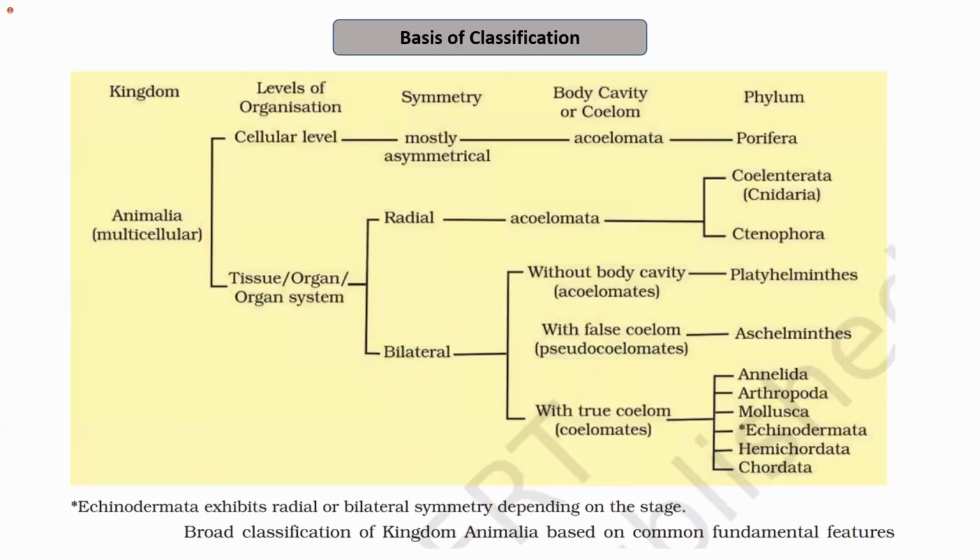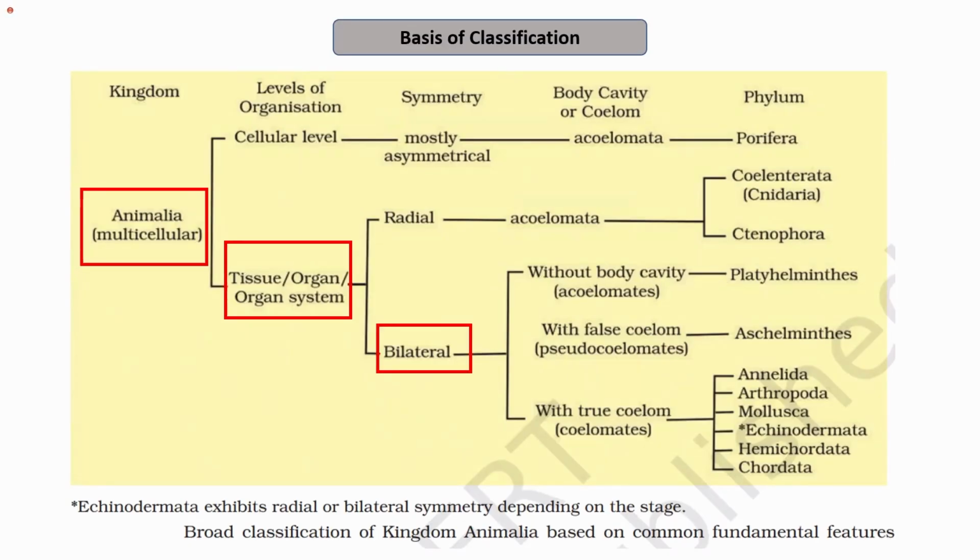So, starting with this basis of classification, we have already gone through this many times. Whatever we are dealing with today are the animals that belong to the phylum Chordata. That is, those animals that belong to the kingdom Animalia: they are multicellular, they are heterotrophic, they lack a cell wall, and they have an organ system level of organization. Their symmetry is bilateral, that is, their body can be divided into two identical halves from one axis of symmetry. They have a true coelom, that is, they are coelomates, and we are dealing with the animals that have these characteristics and belong to the phylum Chordata.